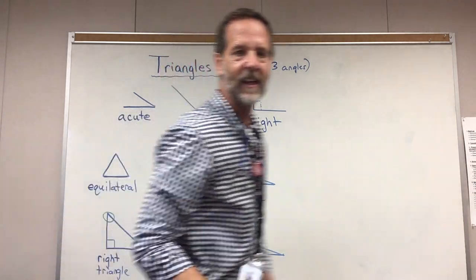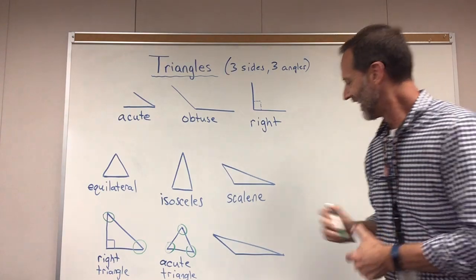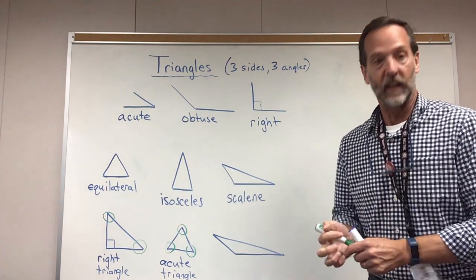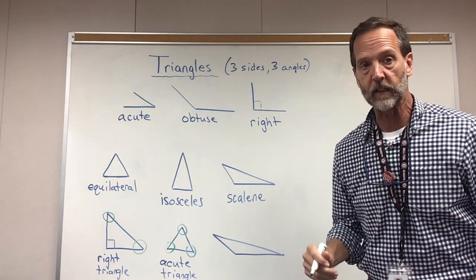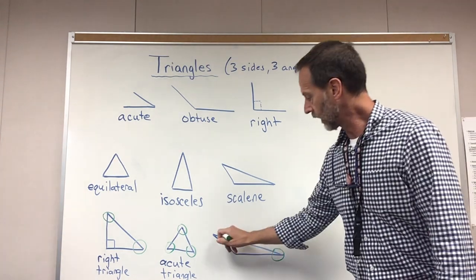And I bet you can already guess what the last one's going to be. I know you do. All right, let's look at this one. Can you find the acute angles? I said there's got to be at least two, right? Look at how small this one is. That's an acute angle.